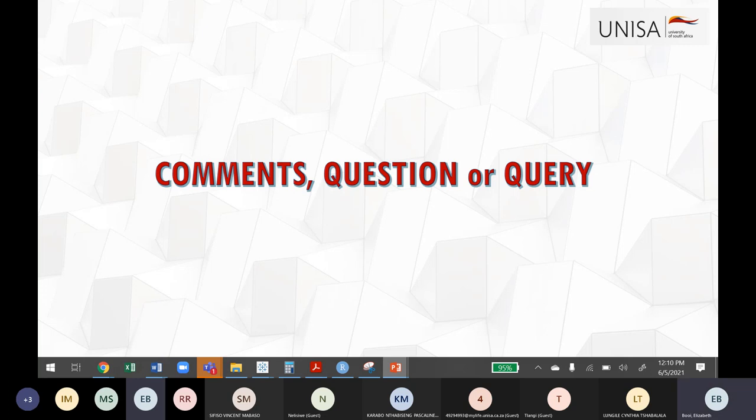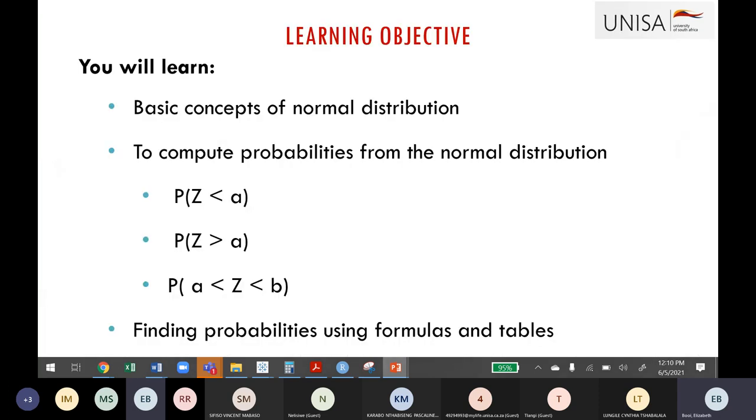If there are none, let's quickly recap on what we did on Wednesdays, because then everything we've learned on Wednesday is going to form a base for all the work that we're going to be doing today in class as well. So let's refresh our mind. We discussed the basic concepts when it comes to normal distribution. We looked at how we compute the probabilities. And remember, we looked at the three ways that we can compute probabilities for normal distribution.